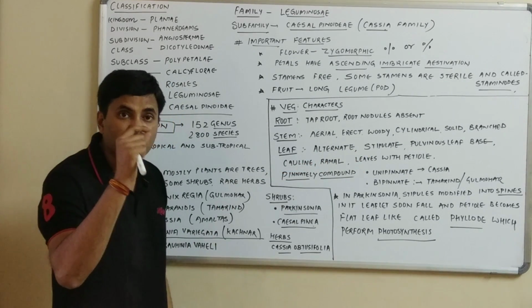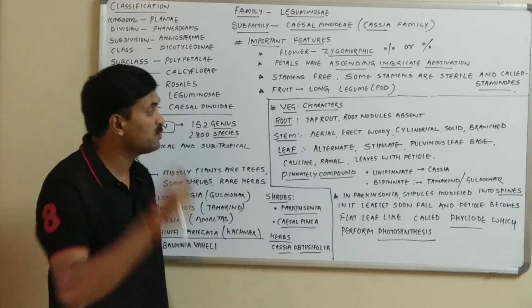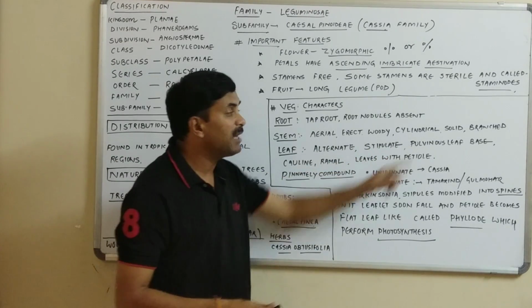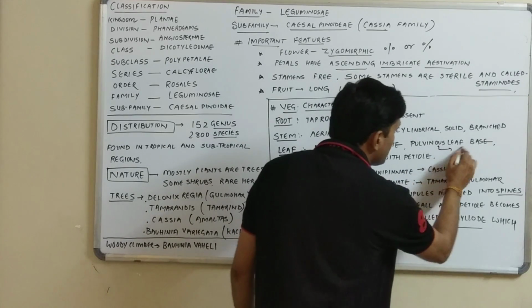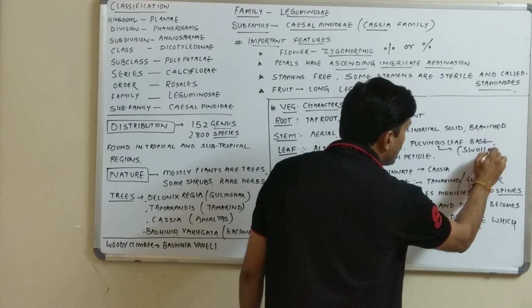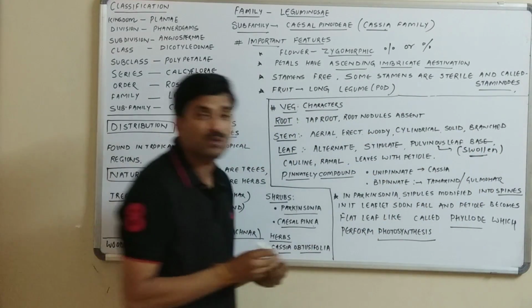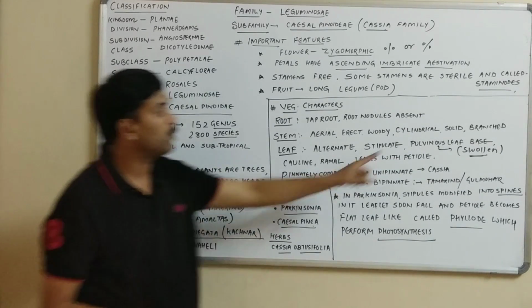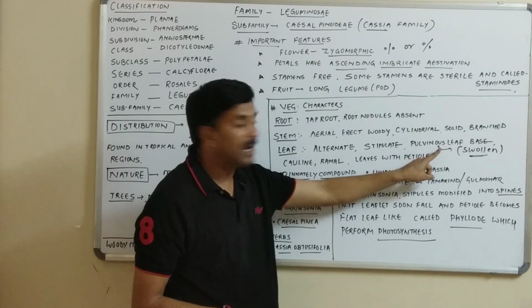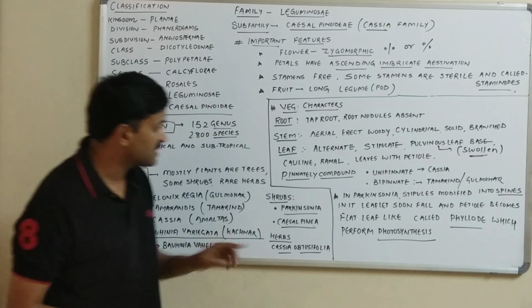Stipulate means at the base of the leaf stipules are found, that is known as stipulate. Pulvinous leaf base. Pulvinous leaf base means the leaf base is swollen. Many times a question is asked from here: what do you mean by a pulvinous leaf base? A pulvinous leaf base is a swollen leaf base.